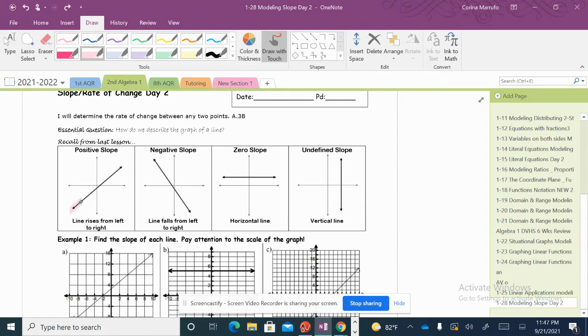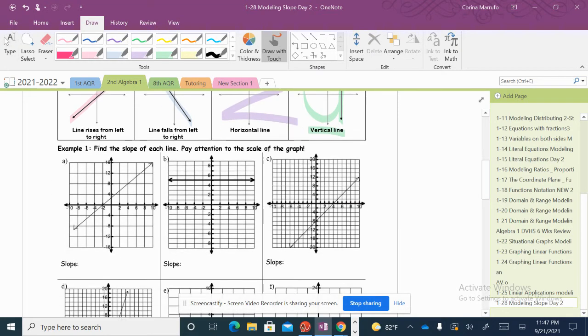So if our graph is going up from left to right, we're going to have a positive slope, okay? If we are going down, that's going to be a negative slope, okay? If it is a horizontal line, this is a zero slope. Remember, you can make the letter Z for zero. And if your slope is straight up and down, which is a vertical line, this is an undefined slope. Remember, you can make a U with that, okay?